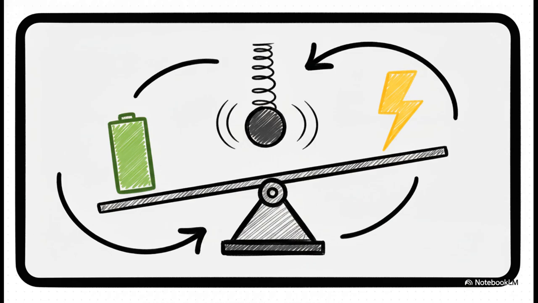And then kinetic energy, the energy of actual motion, does the exact opposite. It's 0 at the very bottom when the mass briefly stops to change direction, but it hits its maximum speed right as it flies through that middle equilibrium point. The total energy stays perfectly constant. It's just passing smoothly back and forth between potential and kinetic.